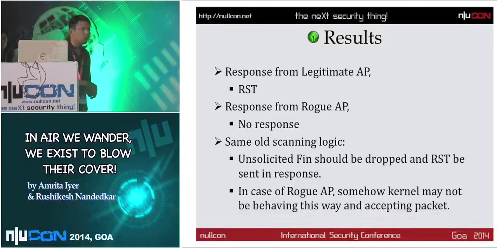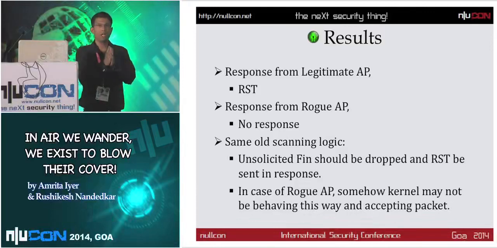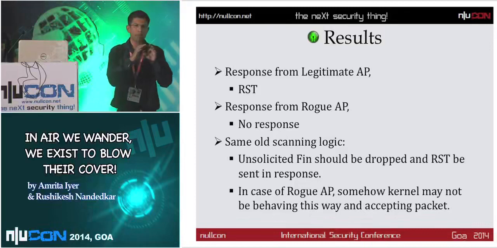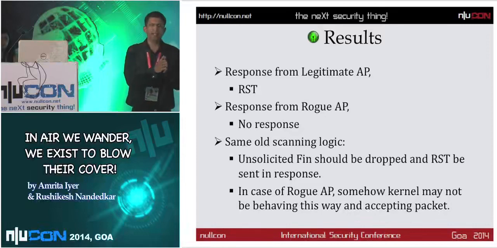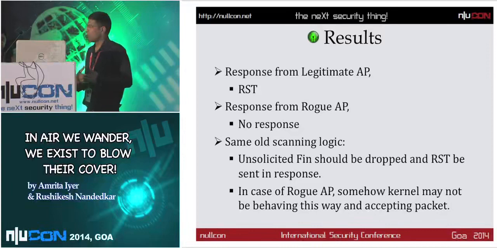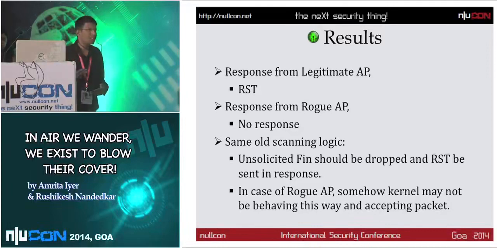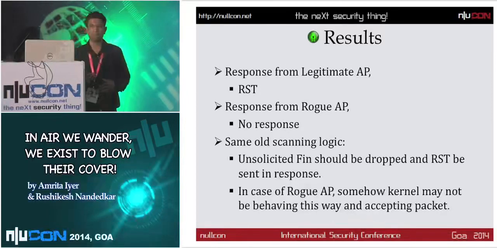The results found in this scenario: this whole thing, the bad checksum and FIN flag compiled together, this packet was sent to the legitimate access point as well as to the rogue access point, or Evil Twin. In the case of the legitimate access point, we immediately receive RST, that is, reset. And in the case of the rogue access point or Evil Twin, we did not receive anything.